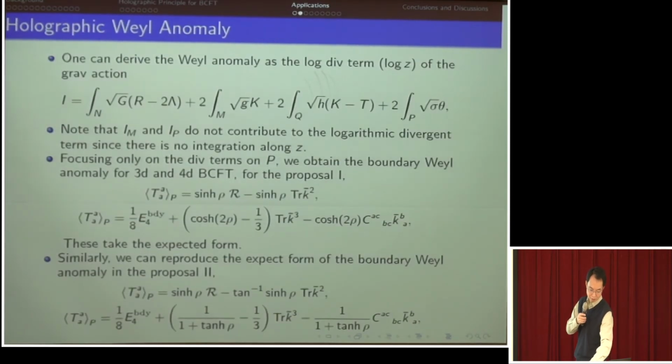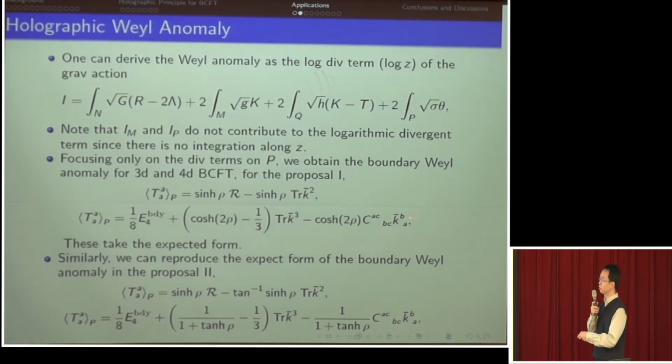So for applications, I describe three applications here. The first is the Weyl anomaly. The boundary Weyl anomaly can be computed by looking at the bulk Einstein gravity action. This is the Einstein gravity action with a cosmological constant because it's AdS. And then you have all these boundary terms, which I will not explain. Just because in the presence of a boundary, you also have this boundary term. This term will contribute to your energy momentum tensor in the field theory, and also contribute to the anomaly. After you do the computation, you get this for proposal 1 and this for proposal 2.